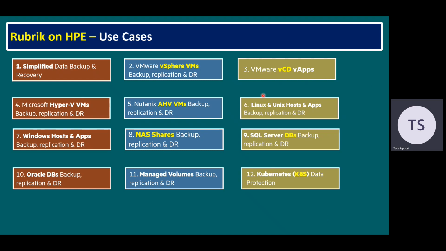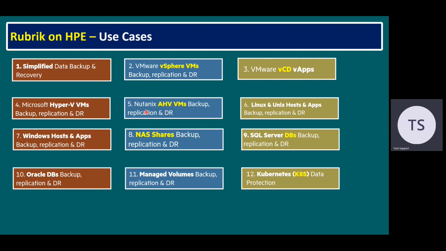One of the use cases is simplified data backup and recovery. That means it's like traditional backup, but the only difference in Rubrik is that it has air gap, logical immutability, and a zero trust architecture. The second scenario is VMware vSphere VMs backup, replication and disaster recovery. It's supported for three scenarios. And if any of your customers is using vCloud Director vApps, we can take the backup for that as well. The fourth use case is Microsoft Hyper-V VMs backup, replication, and DR exercises.